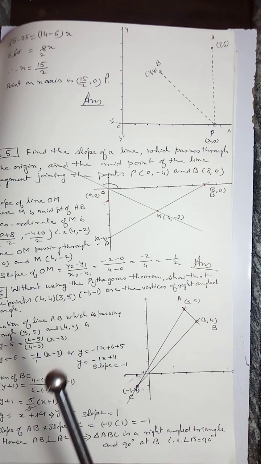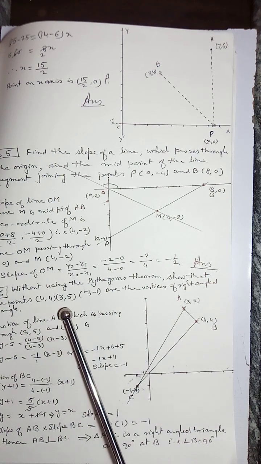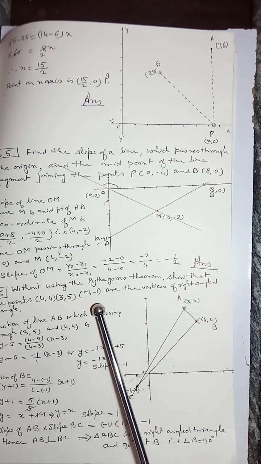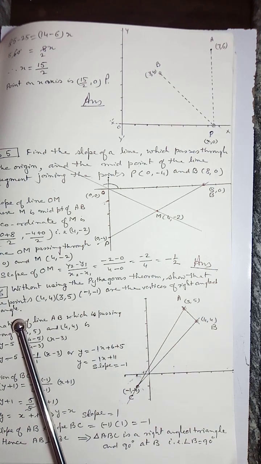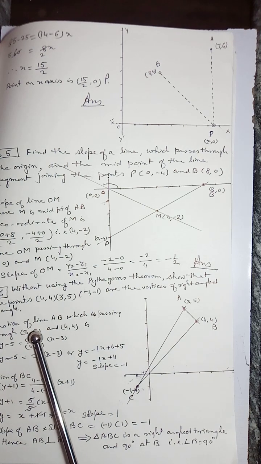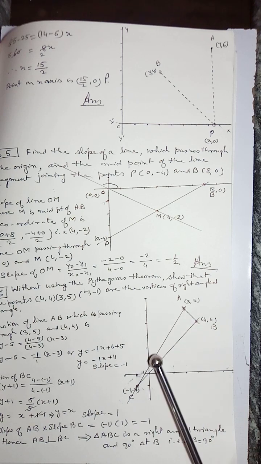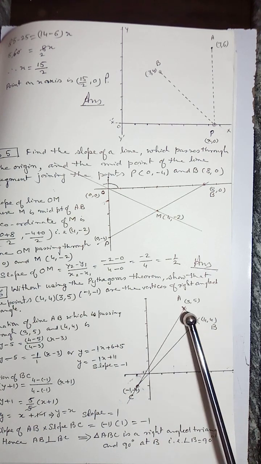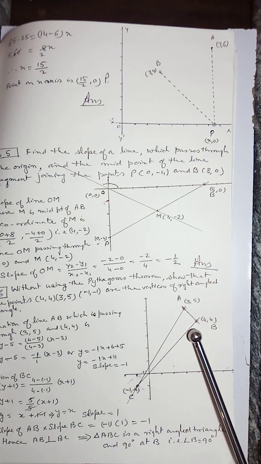You see, without using the Pythagoras theorem, show that the points (4, 4), (3, 5) and (-1, -1) are the vertices of a right angled triangle. You see here, equation of the line AB. First of all, what I have done, I have plotted the points. You see A, B, C. So just by picture it shows that the angle B is 90 degrees.